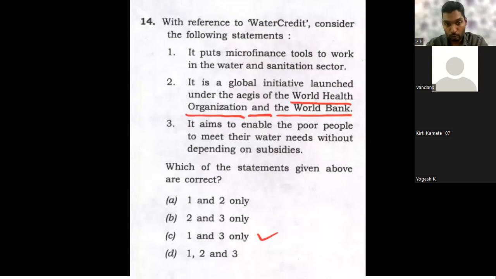In this case, statement 2 says it is a global initiative launched under the aegis of the World Health Organization and the World Bank. If you eliminate statement 2, we eliminate A, we eliminate B, we eliminate D, and we are left only with option C, which is the correct answer.